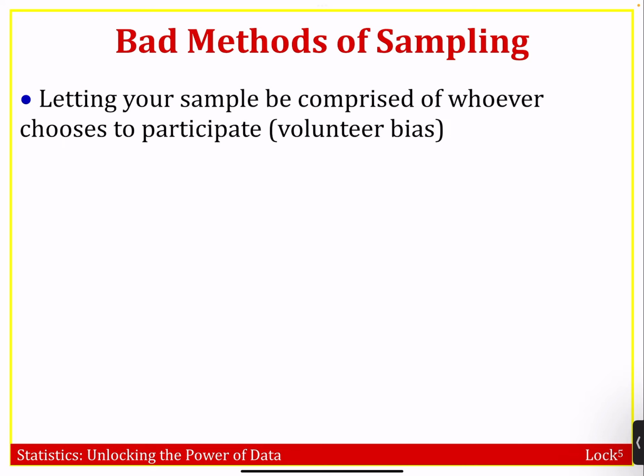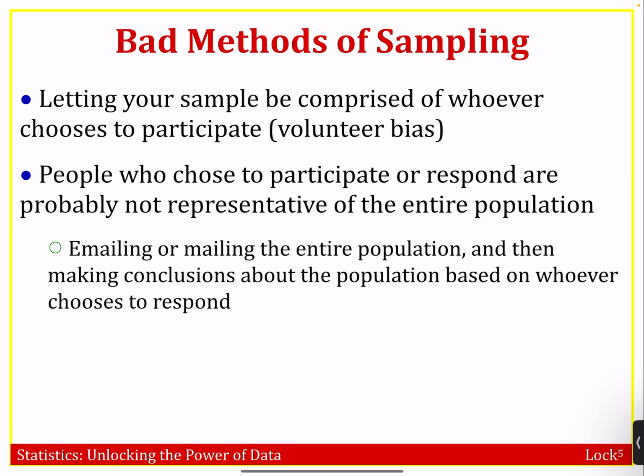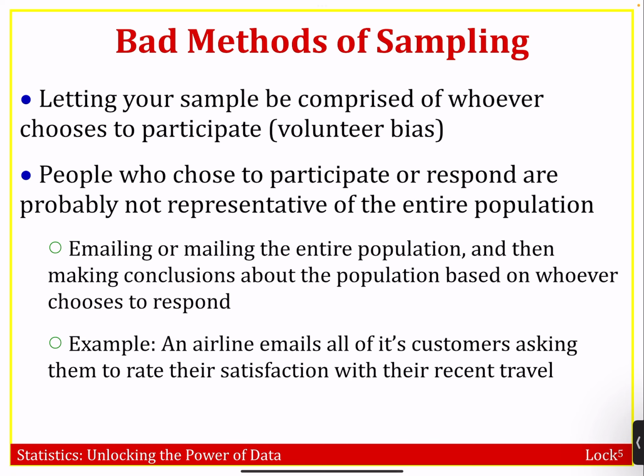We also don't want to just let our sample be comprised of volunteers, because people who choose to participate are probably not representative of the entire population. The same thing goes for emailing or mailing the entire population, because that is really a volunteer sample. That's not going to be a random sample, right? So for example, if an airline emails all of its customers asking them to rate their satisfaction with their recent travel, that's not going to be a random sample. Got to be careful there.